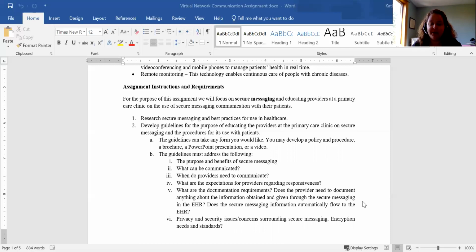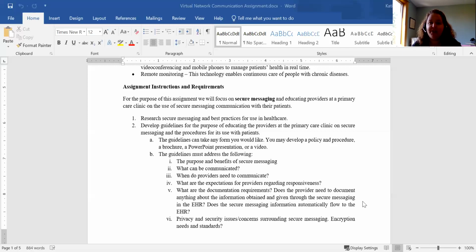The guidelines can take any form that you like. You could develop a policy and procedure that you want to use to educate the providers on. You could develop a brochure, a PowerPoint. You could develop a video, something like this. Whatever you choose and whatever you're most comfortable with, okay? So your guidelines, though, whichever method you choose, need to address the following elements. First, the purpose and benefits of the secure messaging, which you should find lots of information out there on.